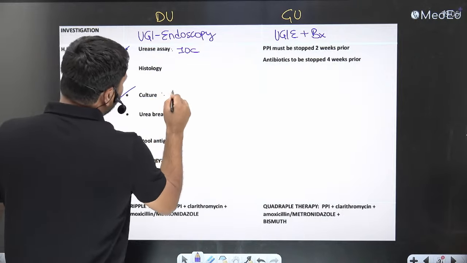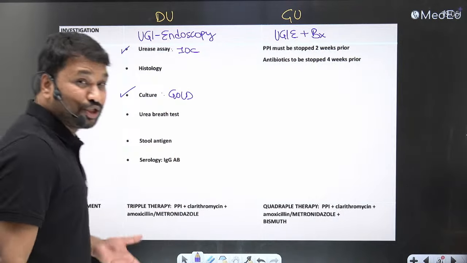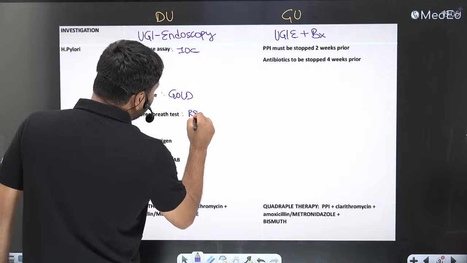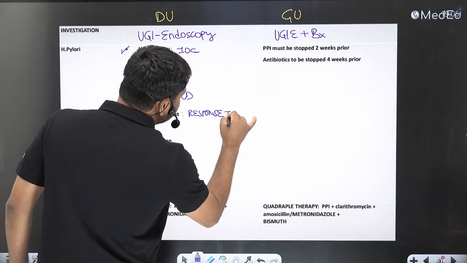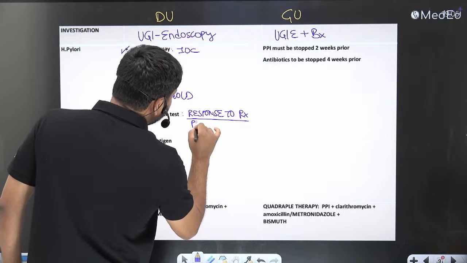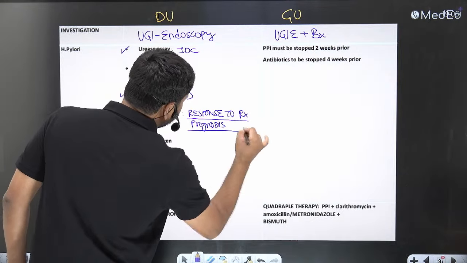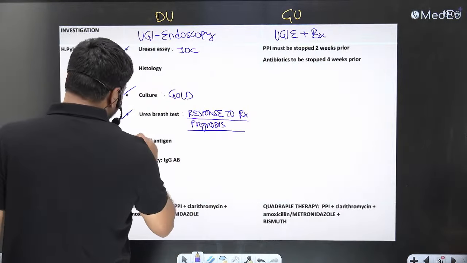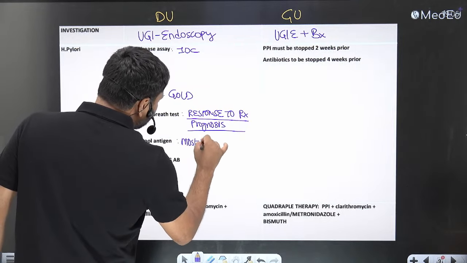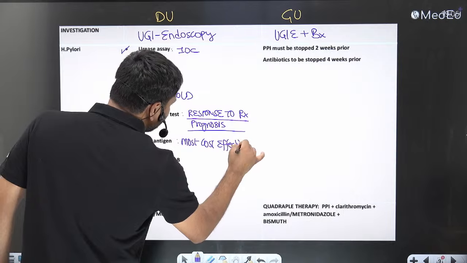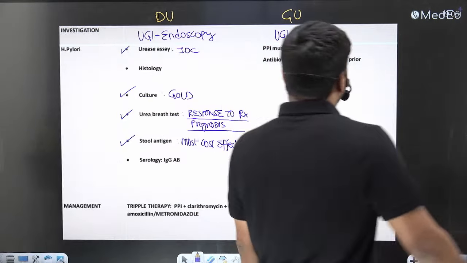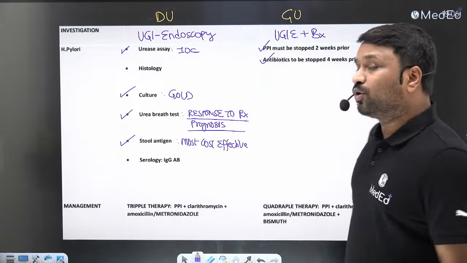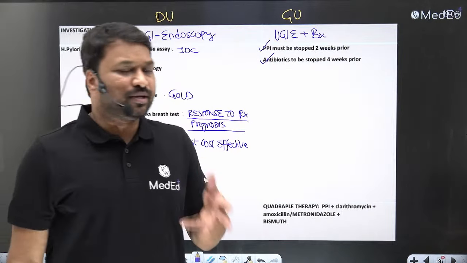What is the gold standard? You cannot beat culture. Culture is best. Which test is done to analyze the response to treatment or the prognosis? The breath urease test is done to evaluate the response to treatment. In simple words, it predicts the prognosis, whether it's responding. Now, of all the investigations, which is the most cost-effective, sasta, cheap? The cost-effective test is stool antigen. On either way, whenever you're going to test for H. pylori, you need to ask the patient to stop the PPI 2 weeks and antibiotics 4 weeks prior to assessment. Otherwise, the result will not be substantial.